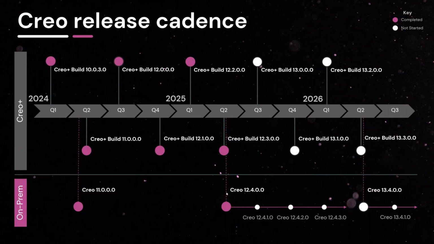Moving forwards, this is going to be the development cycle. You can see here in Q3, Creo Plus, our SaaS offering, will be at version 13. And therefore, when we come down to Q2 2026, Creo 13 on-prem will be 13.4. So I just wanted to clarify the versioning scheme. You haven't missed anything. This is still the new version of the software.